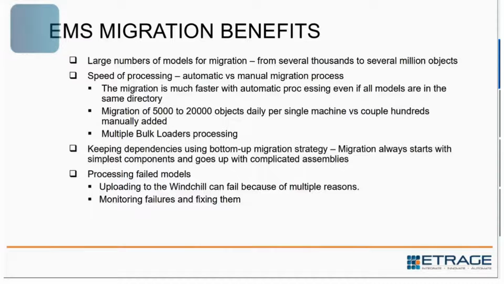Some numbers: usually the migration goes from 5,000 to 20,000 objects daily per single machine. But this, of course, depends on the quality of the models, and also on whether the migration involves just plain parts or some family tables or family table assemblies and so on. So the prediction is very rough for migration.